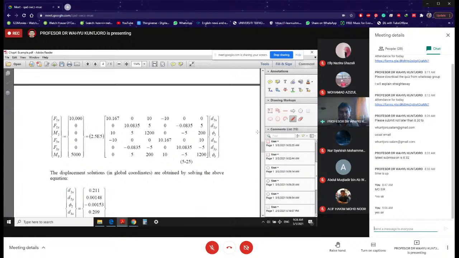This is your structural equation after you introduce the boundary condition. And if you look at what we have here, now the forces we are looking at, those are only at node number 2 and at node number 3.